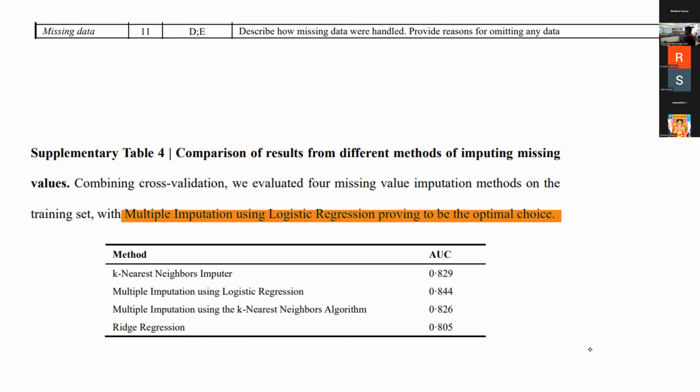Missing data: describe how missing data was handled and provide reasons for omitting any data. Like their pre-processing algorithm showed, they finally came to multiple imputation using logistic regression as the imputation method. But before that, they used multiple imputation models and finally arrived at the one which had the higher area under the curve, which was multiple imputation using logistic regression. So these are just different methods by which you can impute the missing data.